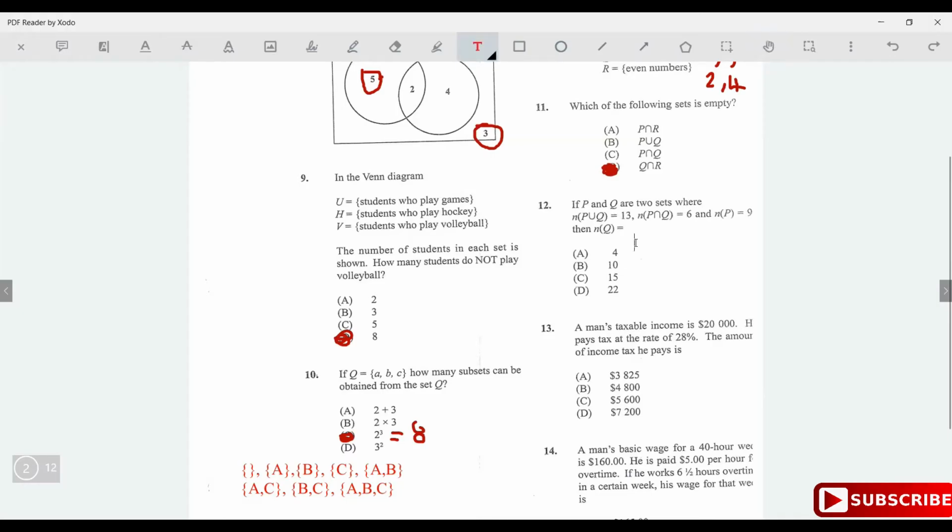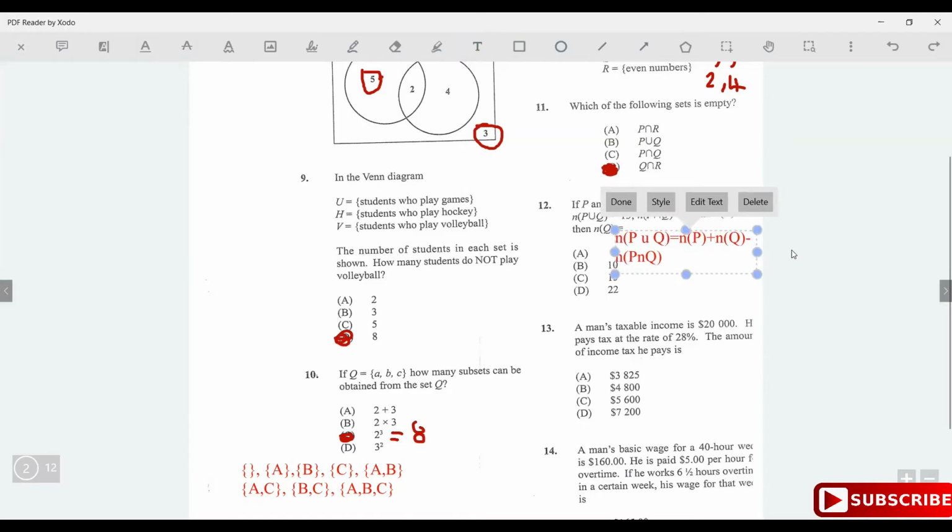The formula goes like this: the number of elements in P union Q is equal to the number of elements in P plus the number of elements in Q minus the number of elements in the intersection of P and Q. That's the formula. This is the formula that you should use.